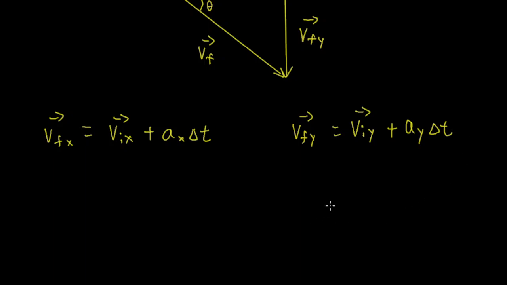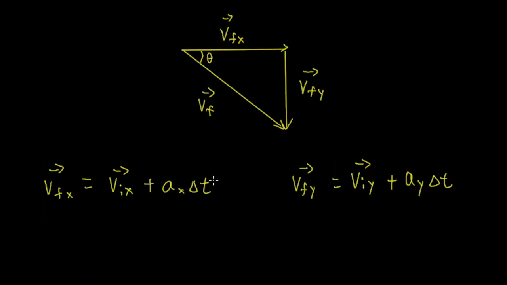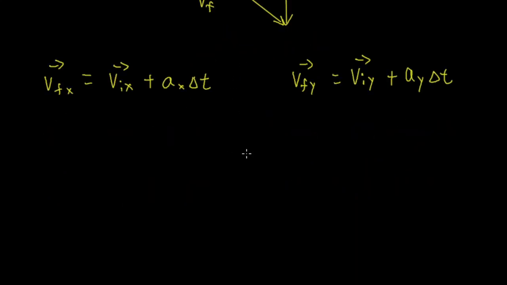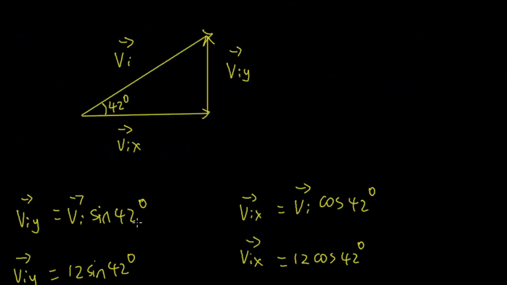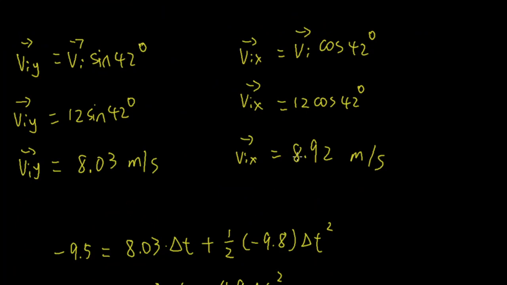Now let's calculate v final x and v final y, so we can calculate v final. v final x is equal to v initial x. We do know what v initial x is. We calculated it here, 8.92 meters per second.